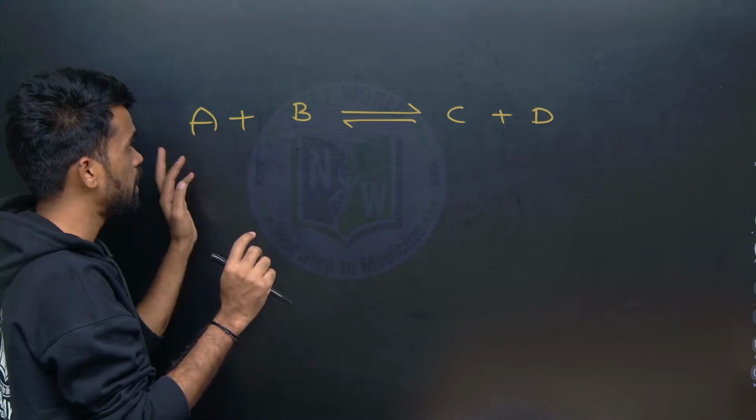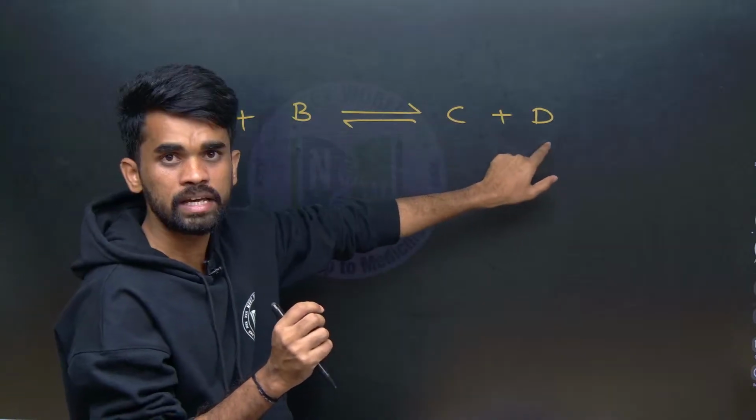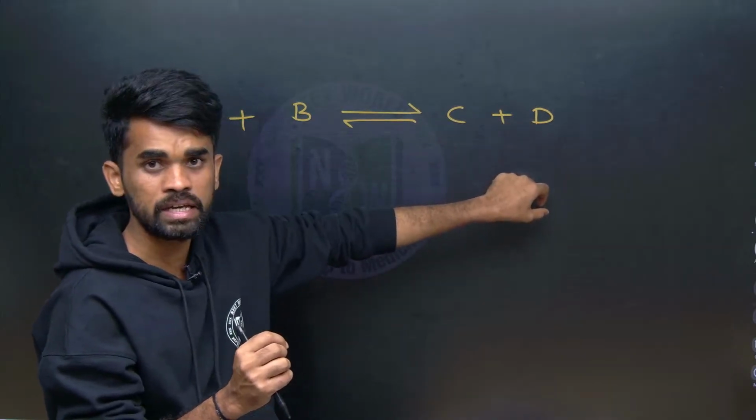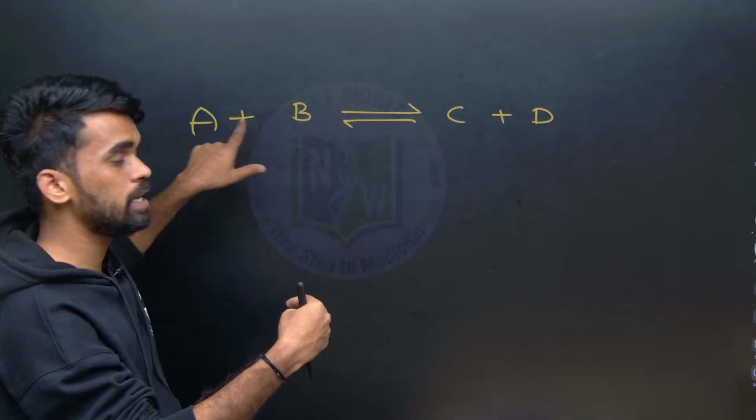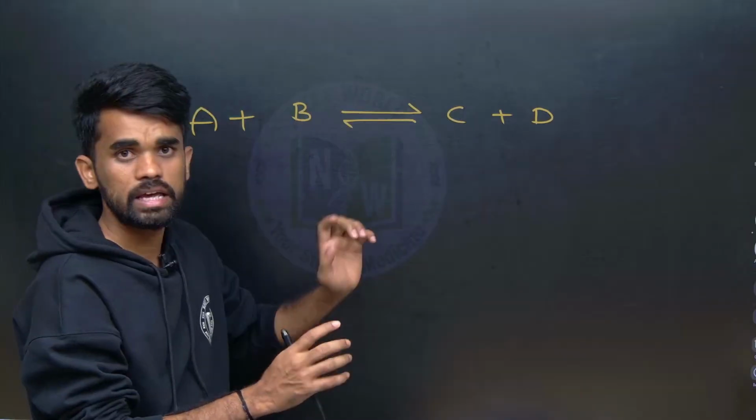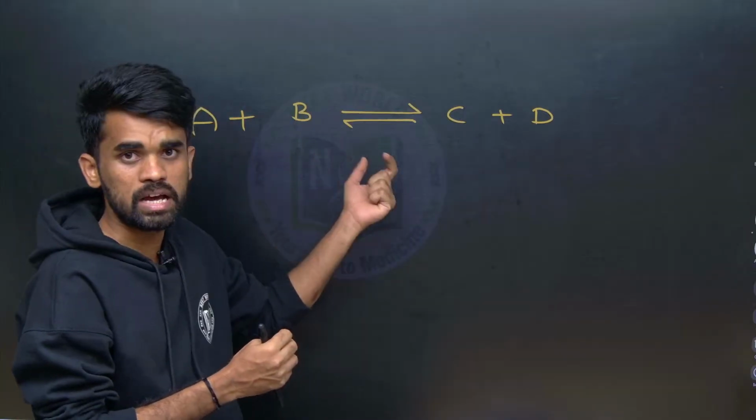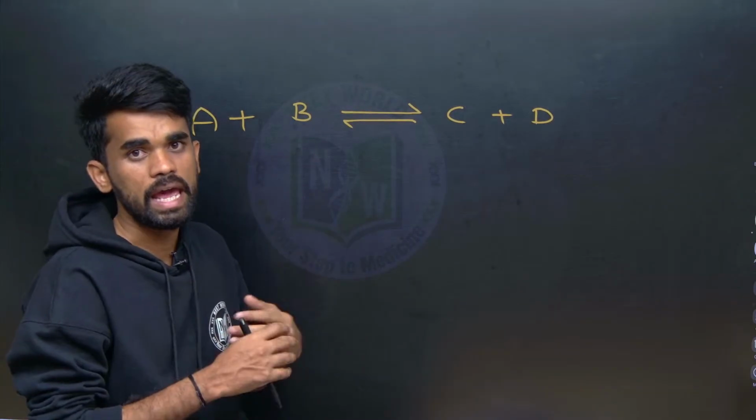I hope it is clear. A and B are combining and forming C and D. After formation of C and D, after some time these C and D are recombining to form B and A. So that is how the equilibrium reversible reaction is possible, in that equilibrium may exist, right?